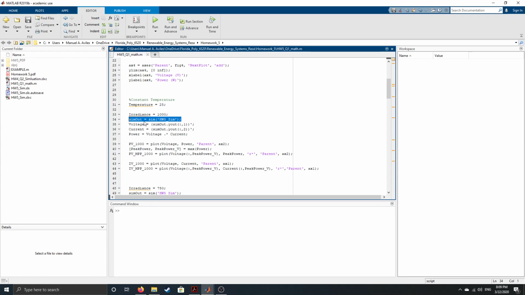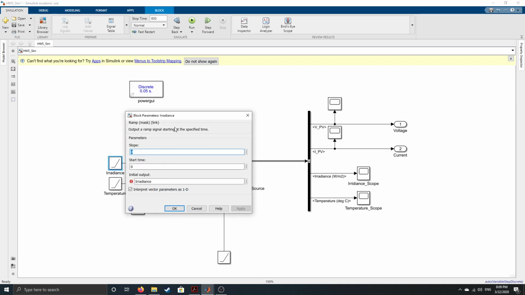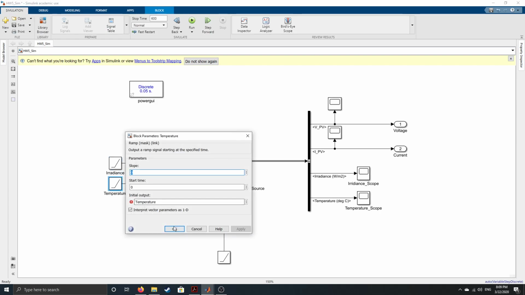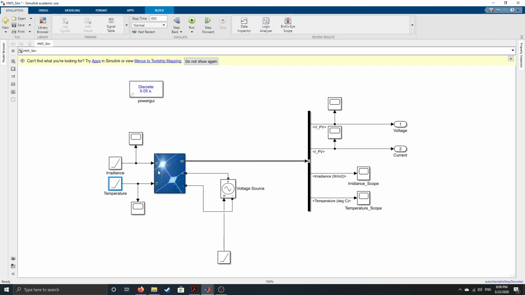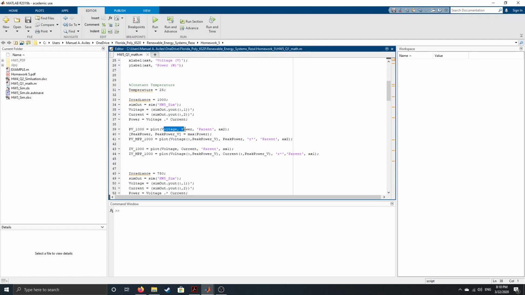Afterwards, I define what my temperature and irradiance is going to be. Then, these values are sent into the Simulink file, which is here, and they are put into the irradiance and temperature, respectively. These go into the photovoltaic cell, where it calculates voltage and current. These are sent back into MATLAB via these outputs here and here, which are used to calculate power, and are also used to graph. For the PV characteristic, I plot voltage and power, and for the IV characteristic, I plot voltage and current.